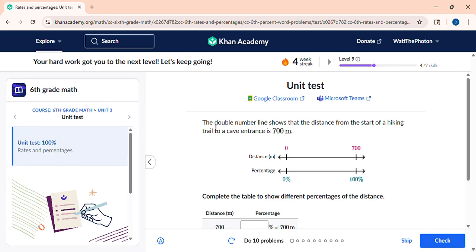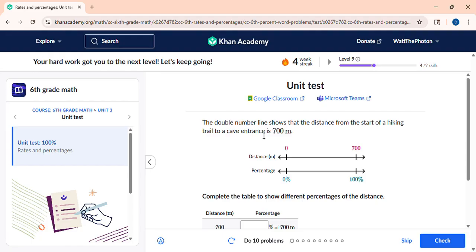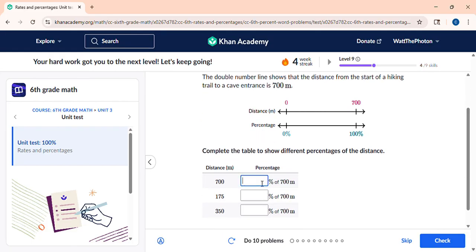Anyway, the number line shows the distance from the start of the hiking trail to the end. Start of hiking trail to the cave entrance. So 700 meters, 1,200 feet. What is the percentage? So 175 divided by 700. That's a quarter. Right, and that's 25%.